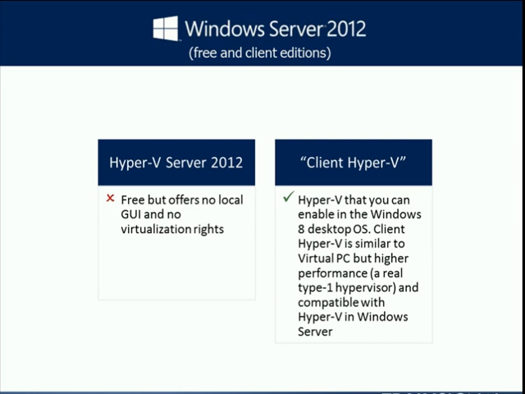Now, another way to use Hyper-V is called Client Hyper-V. This is a special version of Hyper-V that you can enable in the Windows 8 desktop operating system on your laptop or desktop computer. Client Hyper-V is very similar to the old Microsoft Virtual PC, but much higher performance because it's a real Type 1 hypervisor, just like Windows Server 2012 Hyper-V. Client Hyper-V is even compatible with Hyper-V in Windows Server 2012 so that you can easily move virtual machines back and forth from Client Hyper-V in Windows 8 to Windows Server 2012 Hyper-V in the data center.